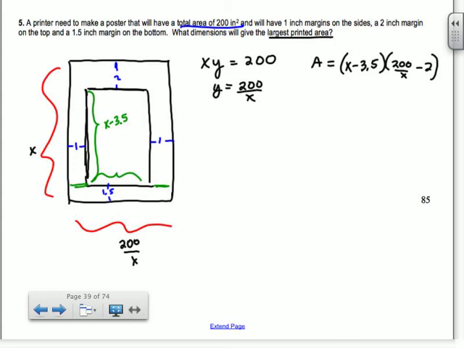So you're trying to find the largest printed area, so maximize A. So let's multiply first. So I'm going to have X times 200 over X, so I get 200. My outer is minus 2x. My inner is negative 3.5 times 200 over x. So that's negative 700 over x. So I'm going to write negative 700x to the negative 1. And then my last is negative 2 times negative 3.5, so plus 7. So you end up with A equals 207 minus 2x minus 700x to the negative 1.